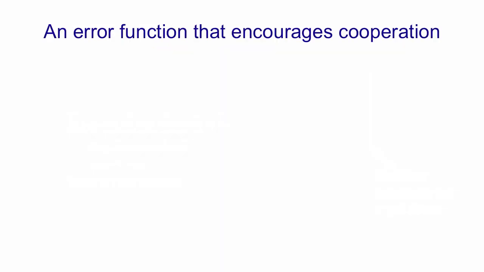So I'm going to explain an error function that encourages models to cooperate, and then I'm going to explain an error function that encourages models to specialize. And I'm going to try to give you a good intuition for why these two different functions have these very different effects.